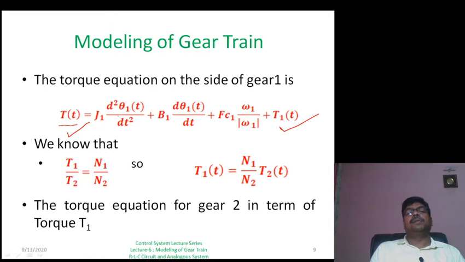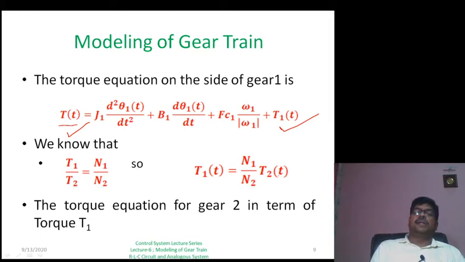Within the bracket, if we move all three parameters, this means there will be the algebraic sum of T1 minus these forces, which will result in the torque T. And we know that the relationship between the torque and number of teeth, T1 upon T2, will be equal to N1 upon N2, or T1 equals N1 upon N2 into T2.